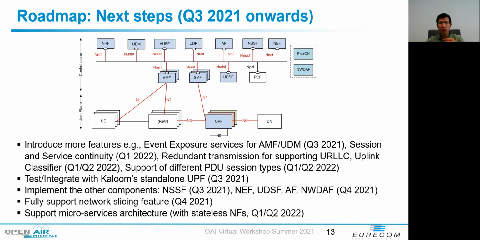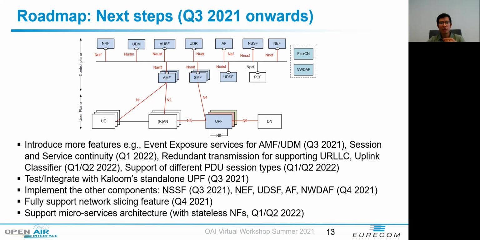For the next step, we plan to add some more features into our existing components. For example, event exposure services for AMF and UDM for the third quarter of 2021, session and service continuity, and redundant transmission to support ultra-reliable low latency communication for the first quarter of 2022.